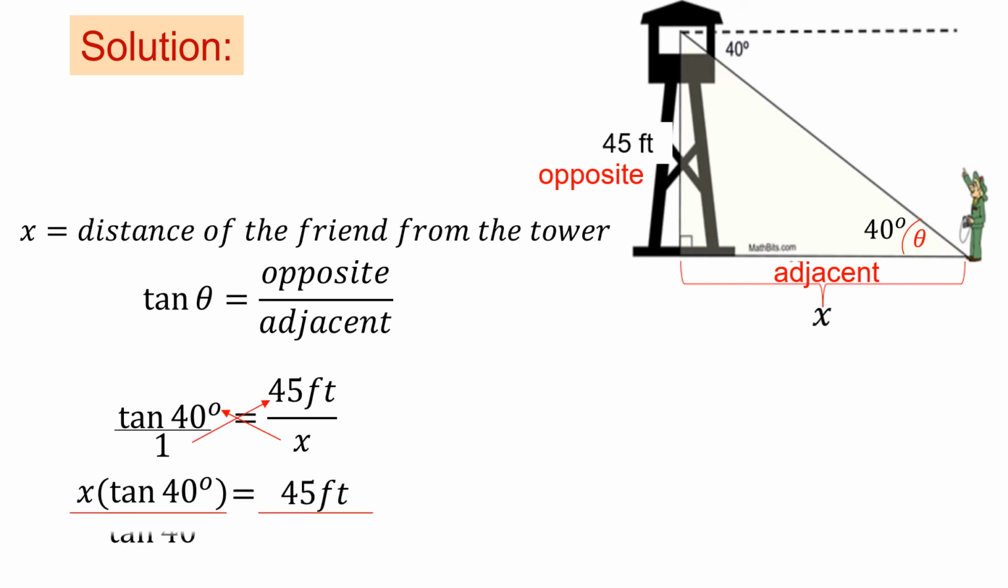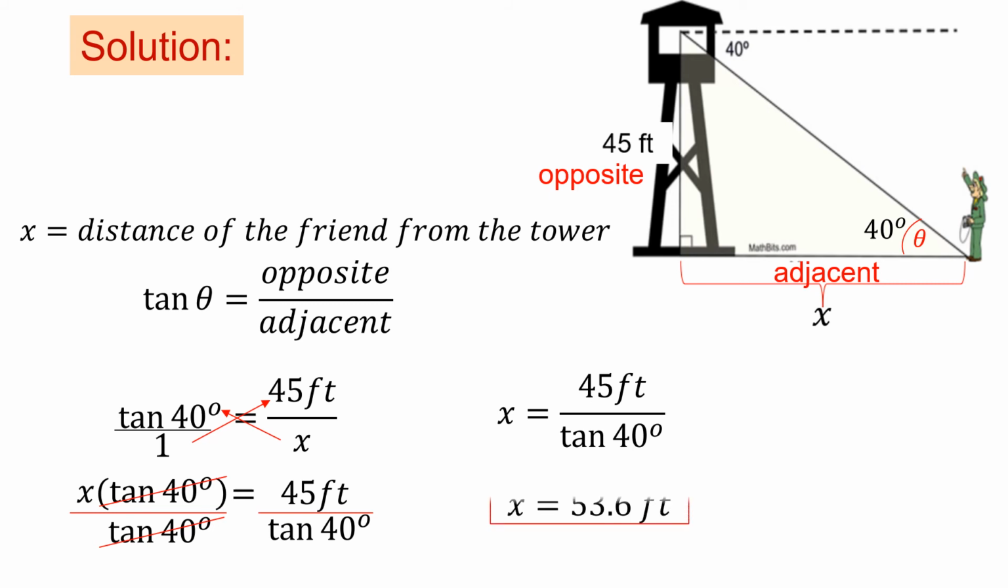Now we are going to divide both sides by tangent 40 degrees. Then we are going to cancel. So x is equal to 45 feet over tangent 40 degrees. Since we are looking for the distance rounded to 1 decimal point, we get x is equal to 53.6 feet.